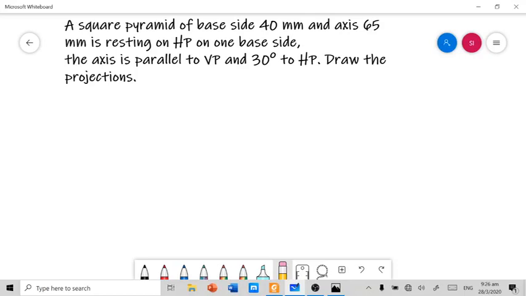It is going to rest on HP on one base side, not with a base corner or a side edge or any other thing. It is going to rest on HP by one of its base sides. The axis is parallel to VP and 30 degrees to HP. So this problem is under the category of axis parallel to one plane and inclined to another plane, and you have to draw the projections. In that case, first you have to start with the XY line. Let me draw the XY line here.